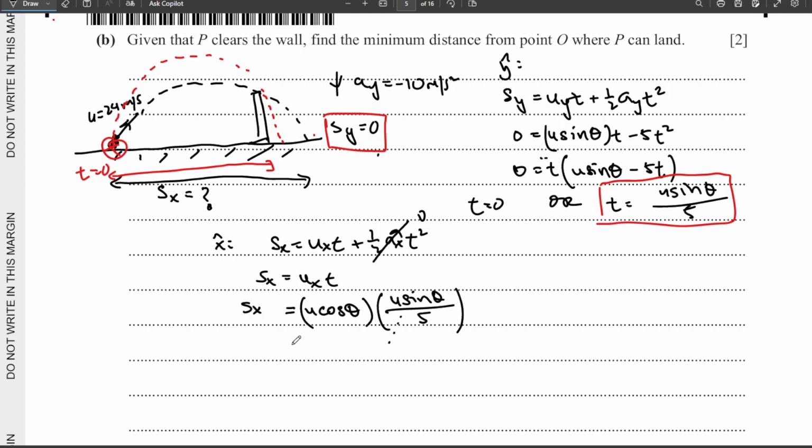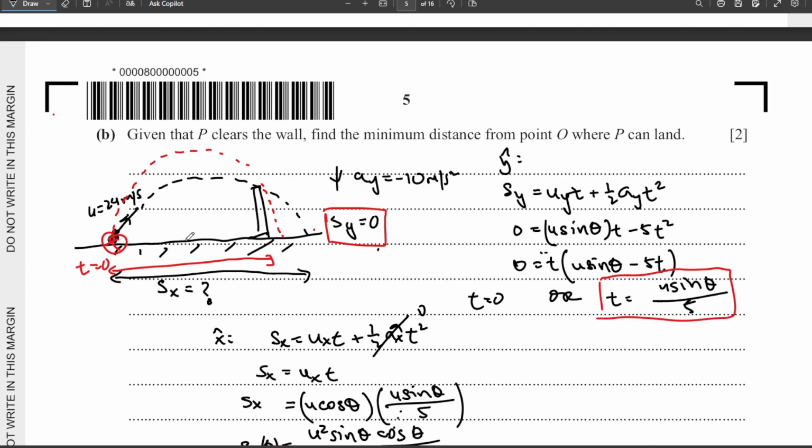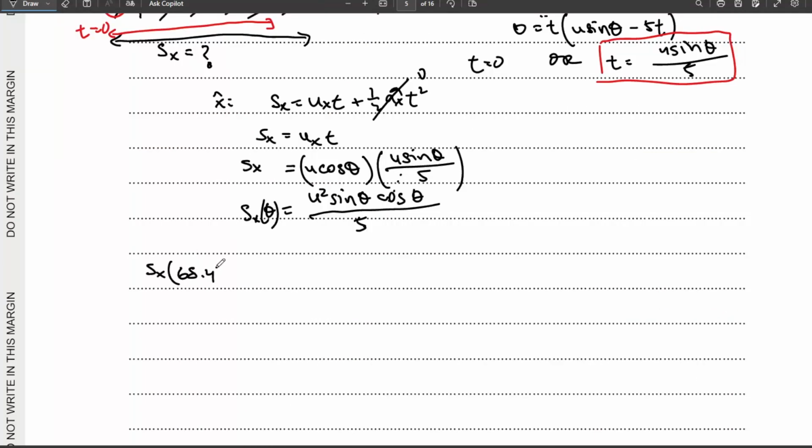So again, this is sx. So you get u squared sine theta cosine theta over 5. Yeah, so we're going to try with two values of theta, and technically speaking, this is just a function of theta, right? So I'm going to take when theta is, what was it already? 68.4 degrees. This value of theta yields 39.4 meters.